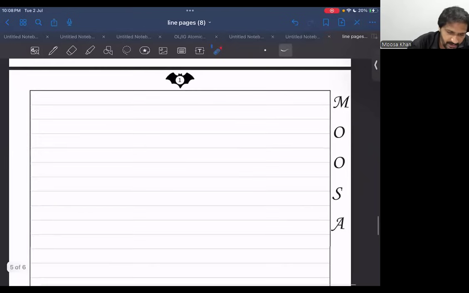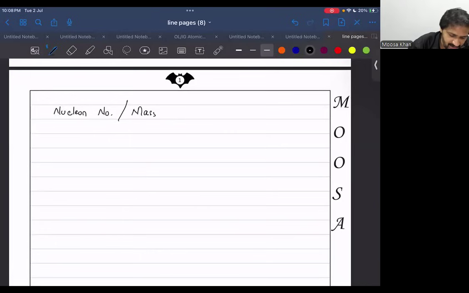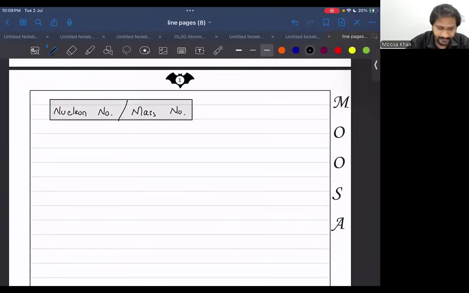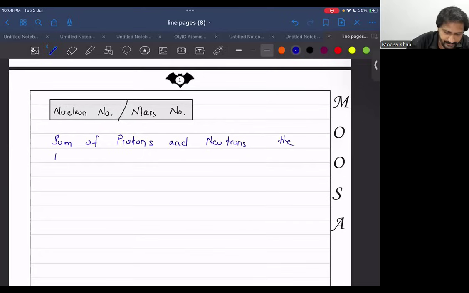What does mass number or the nucleon number represent? Most commonly it is known as nucleon number, but sometimes in past papers he has used the name mass number as well. So that's why we have to learn both the names. We should be aware of both the names. So mass number or the nucleon number, it actually tells you about the sum of protons and neutrons in the nucleus of an atom.